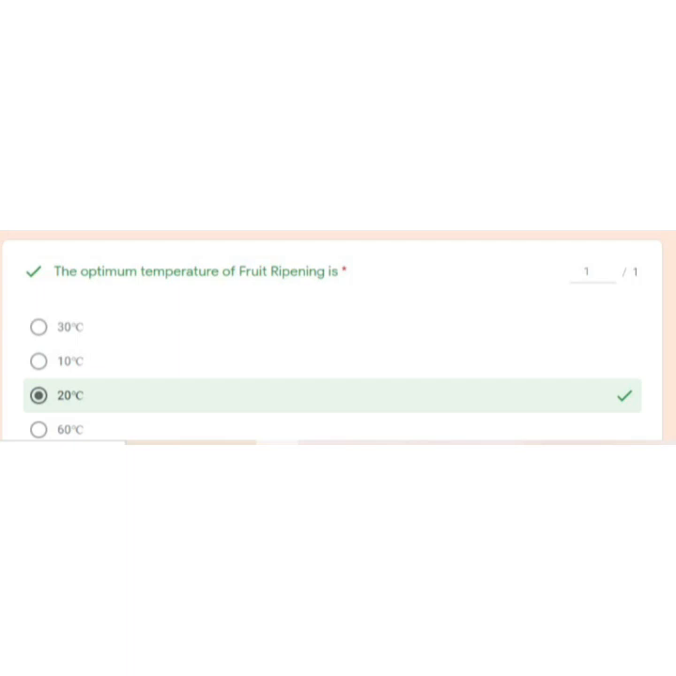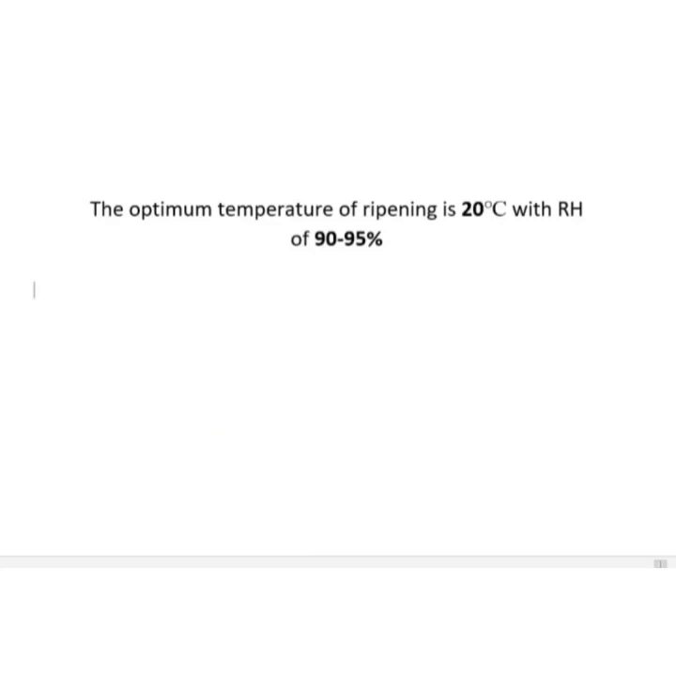Coming to question number 2, the optimum temperature of fruit ripening. The answer is 20 degrees Celsius, and if I have to say the RH is 90 to 95%. These are the optimum conditions for fruit ripening.